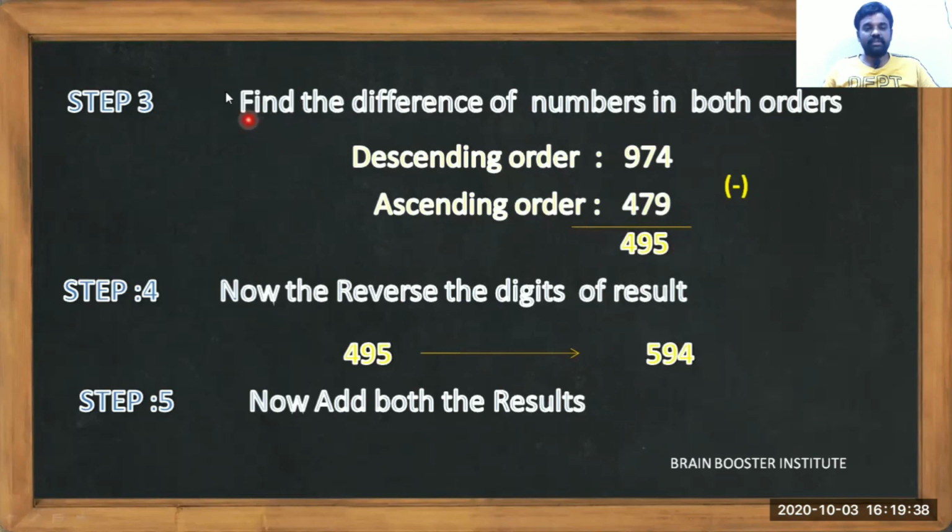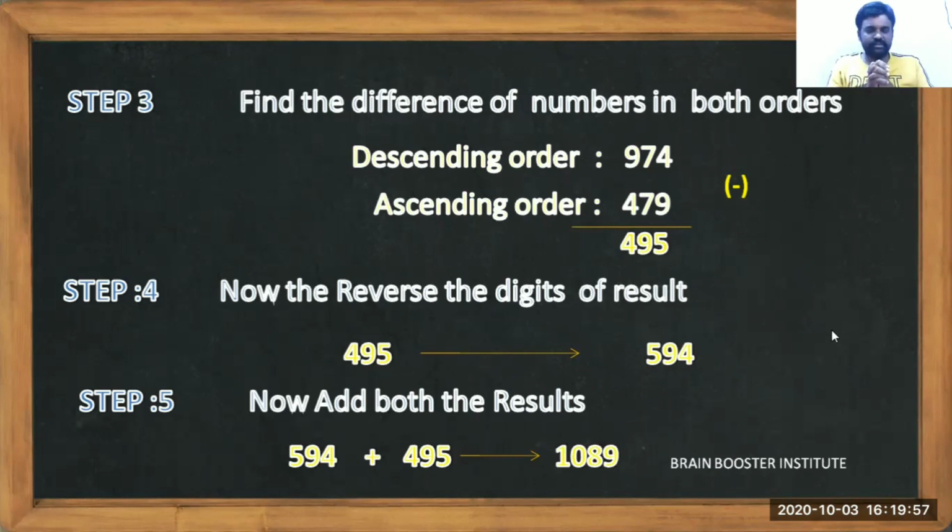What did we get as the step 3 result? 495, and the step 4 result is 594. 594 plus 495 is equal to, what do you get? 1089.